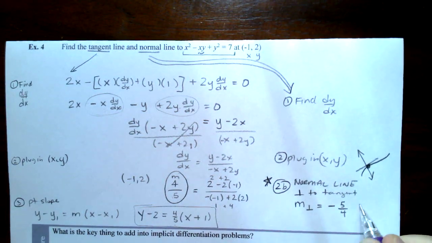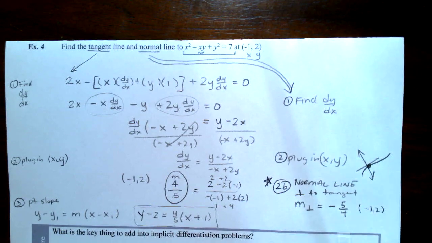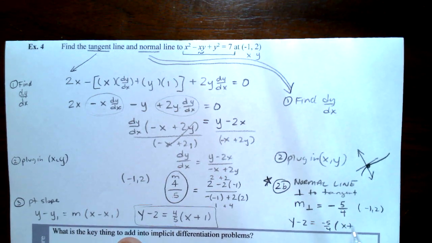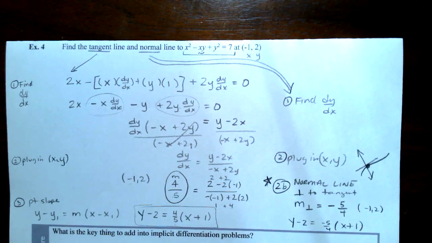Then I'm going to use that with my point, (-1, 2), and plug it into the point slope form: y minus 2 equals negative 5/4 times (x plus 1). Everything stays the same about point slope. We're just going to be using the perpendicular slope, not the tangent slope.